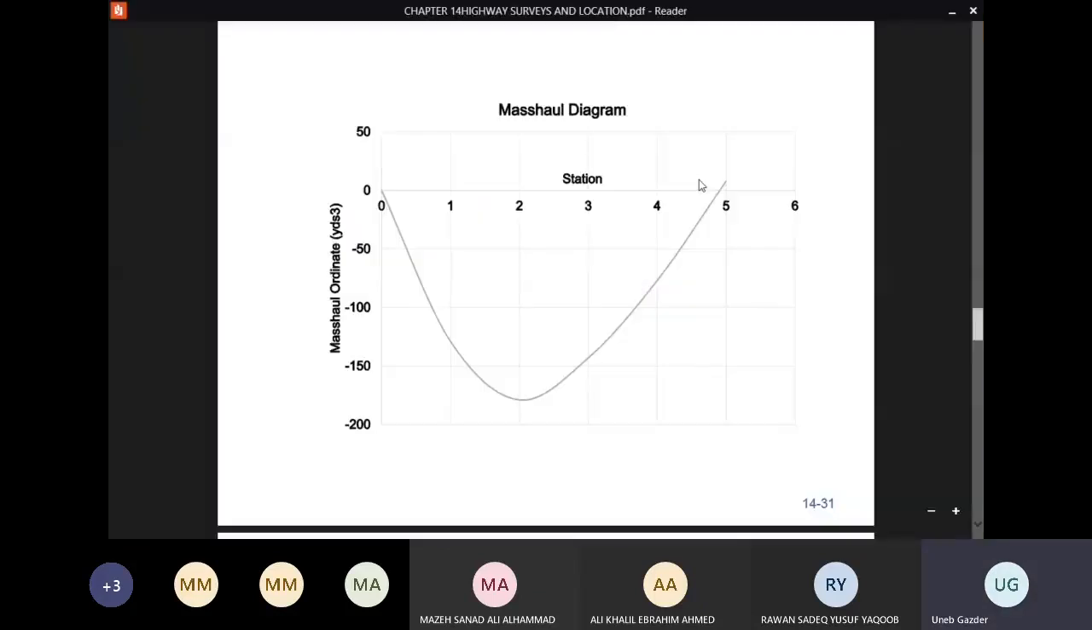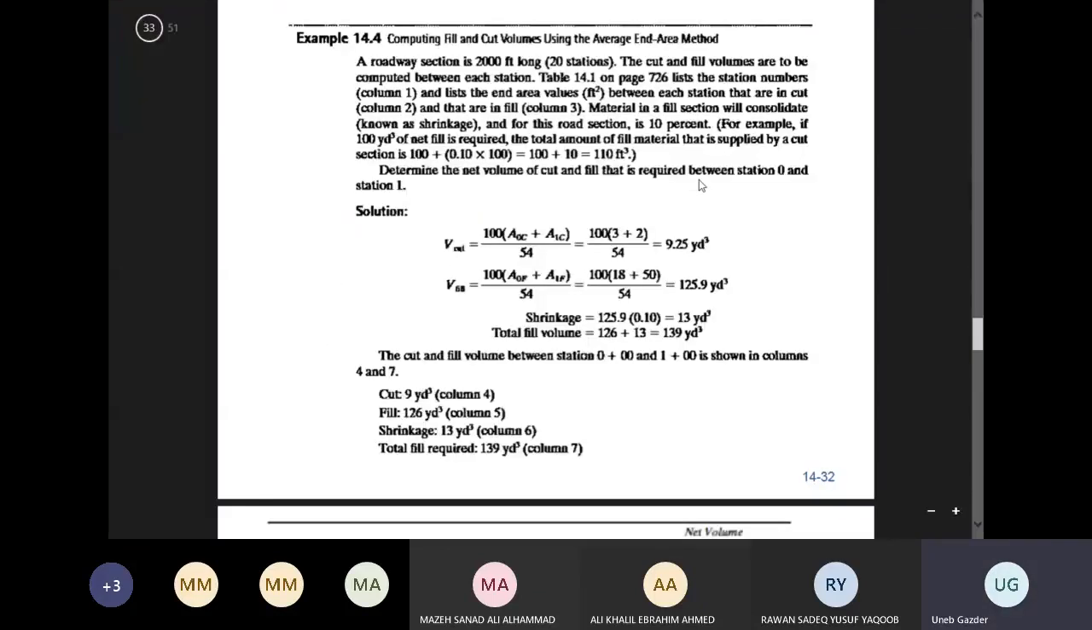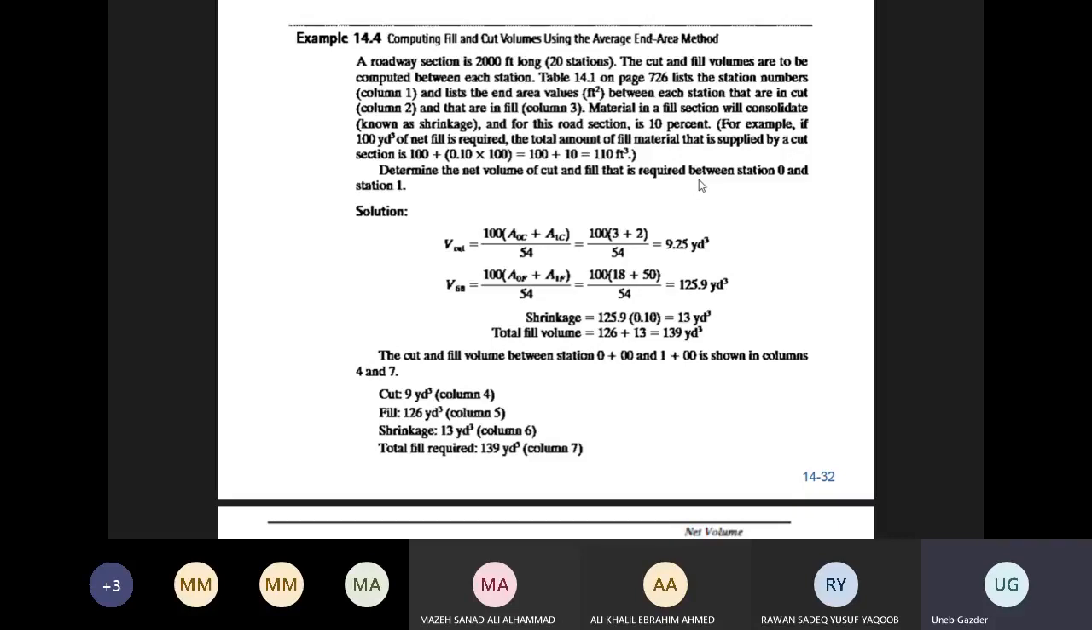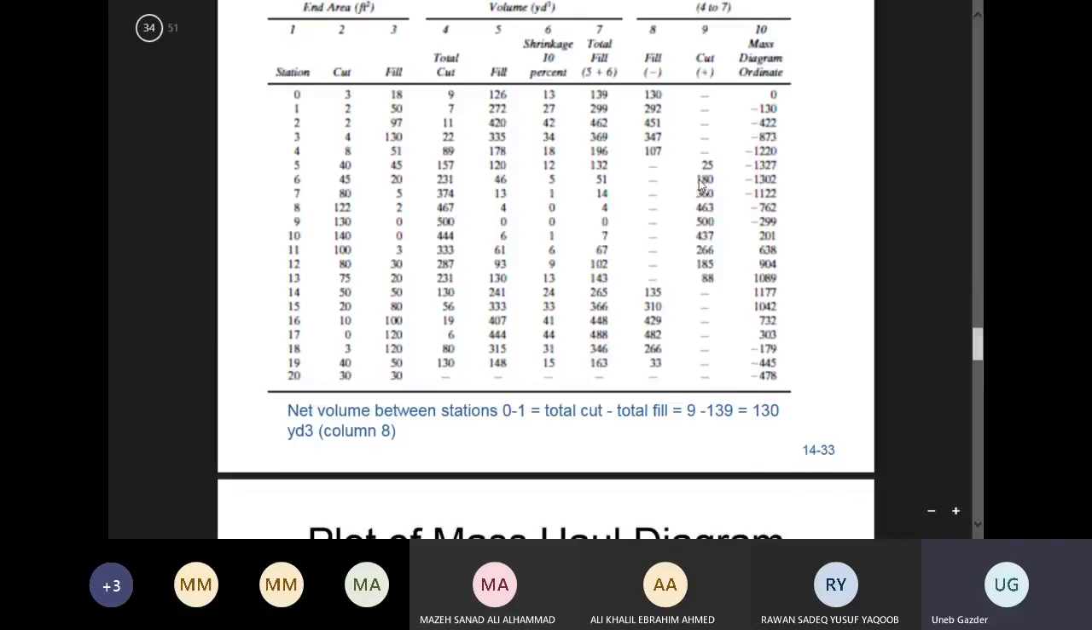So if this is clear, there's another example from the book, which is similar to this one. The only difference is, in this example, they did not calculate the end areas. They directly gave me the end areas. Okay, this is the difference between this example and the one which I have just solved. We calculated the end areas in this example, but in this one, they did not calculate the end areas. Okay, so they directly gave me the end areas.